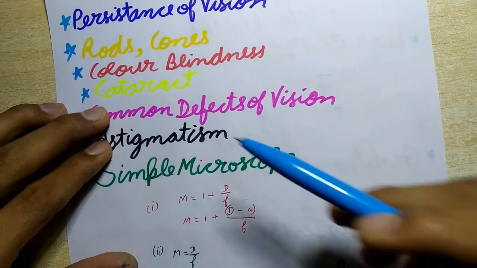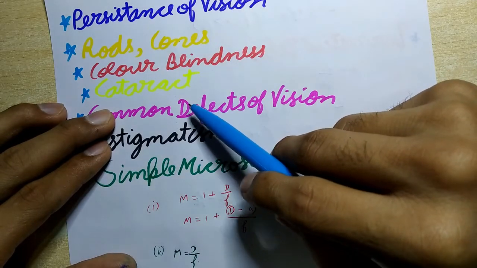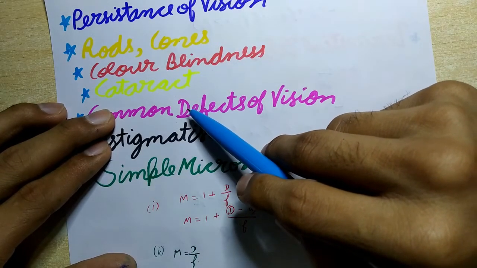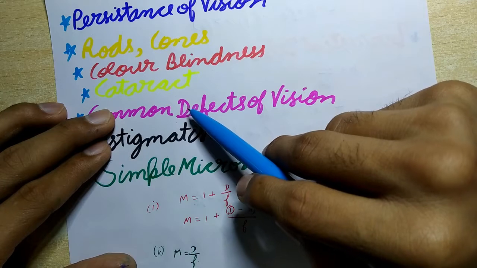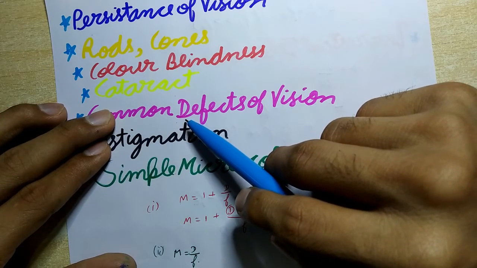Now next is cataract. It is due to the development of a hazy or opaque membrane over the eye lens, which results in decrease or loss of vision. It can be cured by surgery.